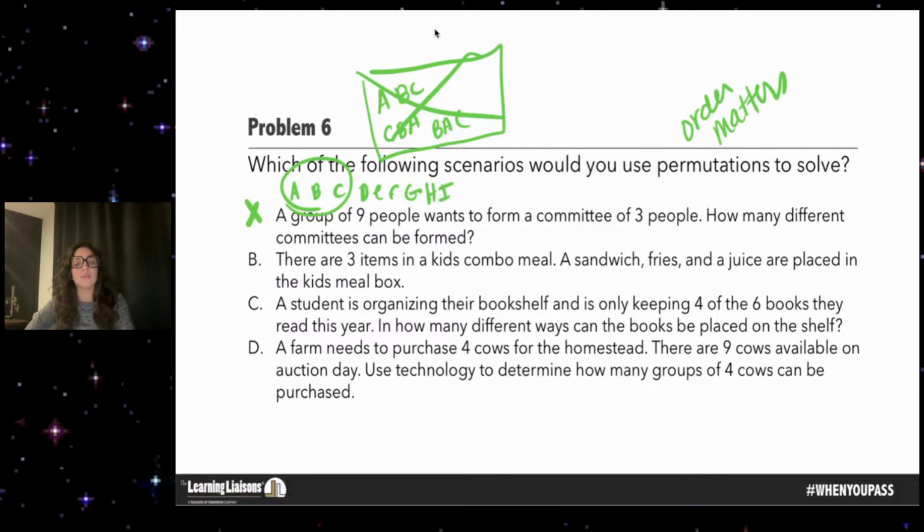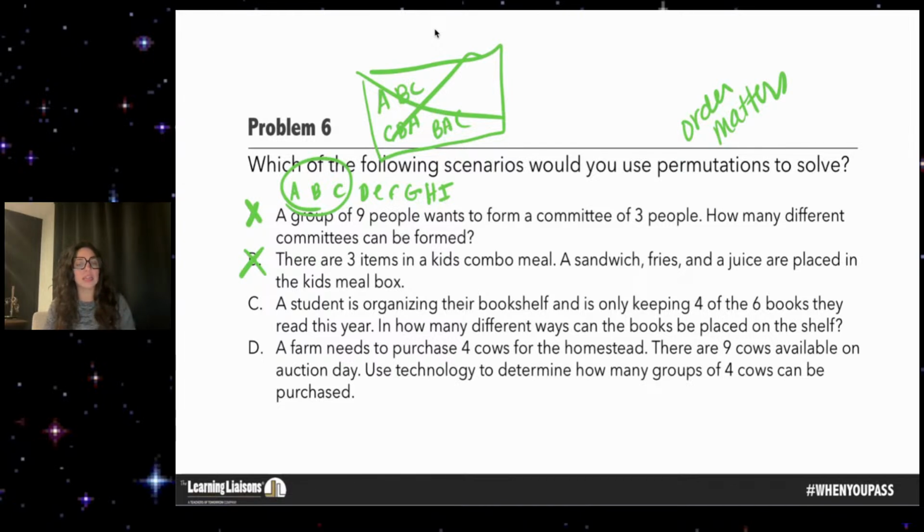There are 3 items in a kid's combo meal. A sandwich, fries, and a juice are placed in the box. Does it matter what order they are placed in the box in? Does it matter if I put the fries in first and then the sandwich, or the juice and then the sandwich? No. So that is not a permutation either.